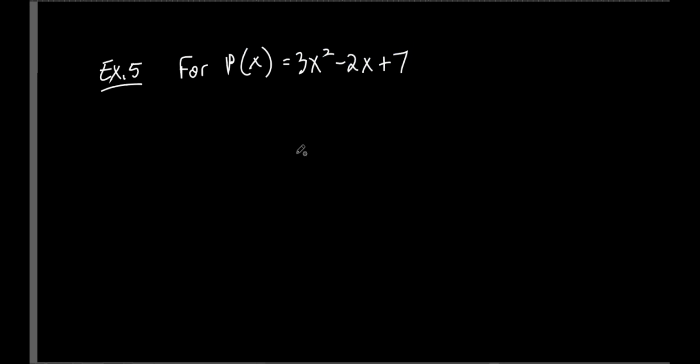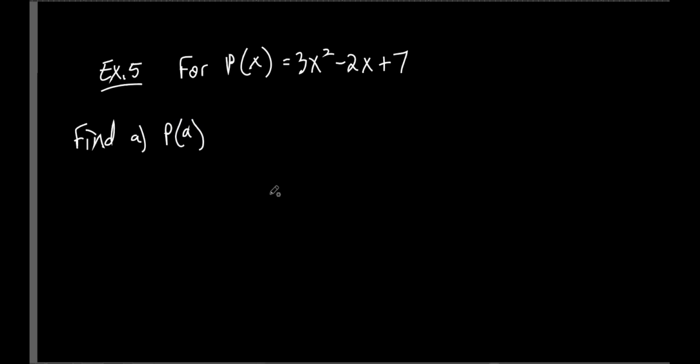This is example 5 in section 5.1. Here's what it says. For p of x equals 3x squared minus 2x plus 7, find, and there's two parts to this. This is part A. Find p of a.